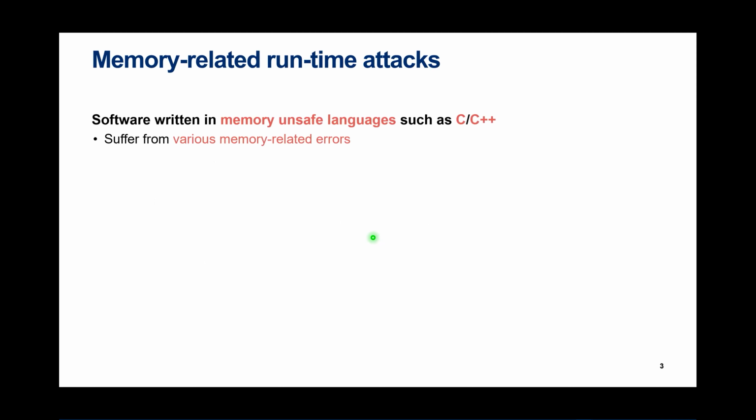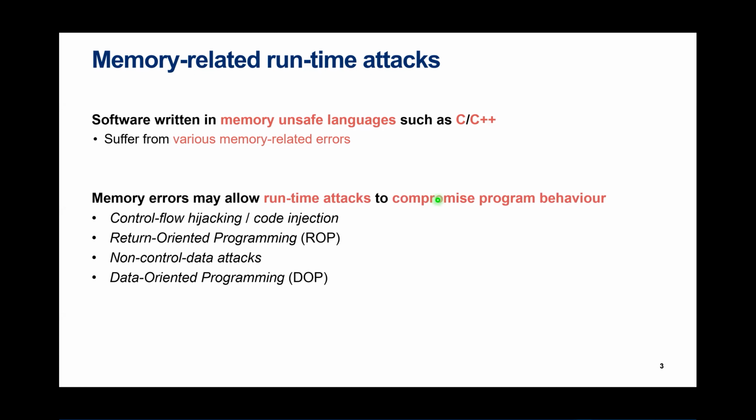Like I said, I won't spend a lot of time on describing the background, but just for completeness, I'll just run through it quickly. So when we say runtime attacks, we are talking about attacks that arise because of this widespread deployment of software that are written in memory-unsafe languages like C and C++. We all know that they suffer from various memory-related errors like overflows and use after free type of space and time-related memory attacks.